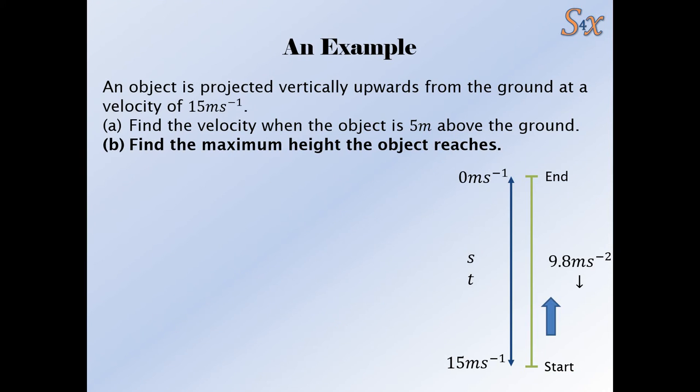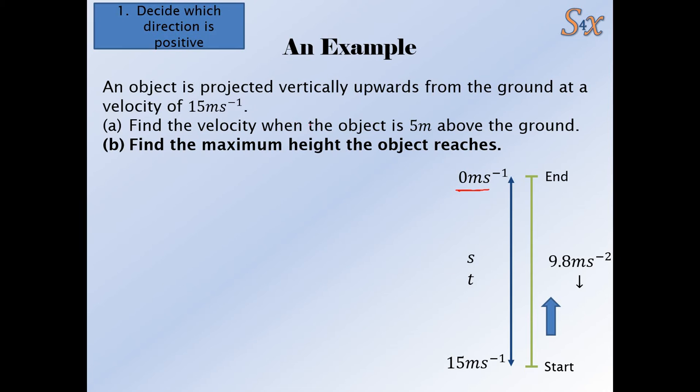Let's deal with part B now, find the maximum height the object reaches. Well, how do we do that? We do it like this. We say, if the object has reached its maximum height, what would the velocity be at the end? Well, the velocity must be 0, mustn't it? If it's reached its maximum height, it must have temporarily stopped at the top of its motion just before it starts coming back downwards again.